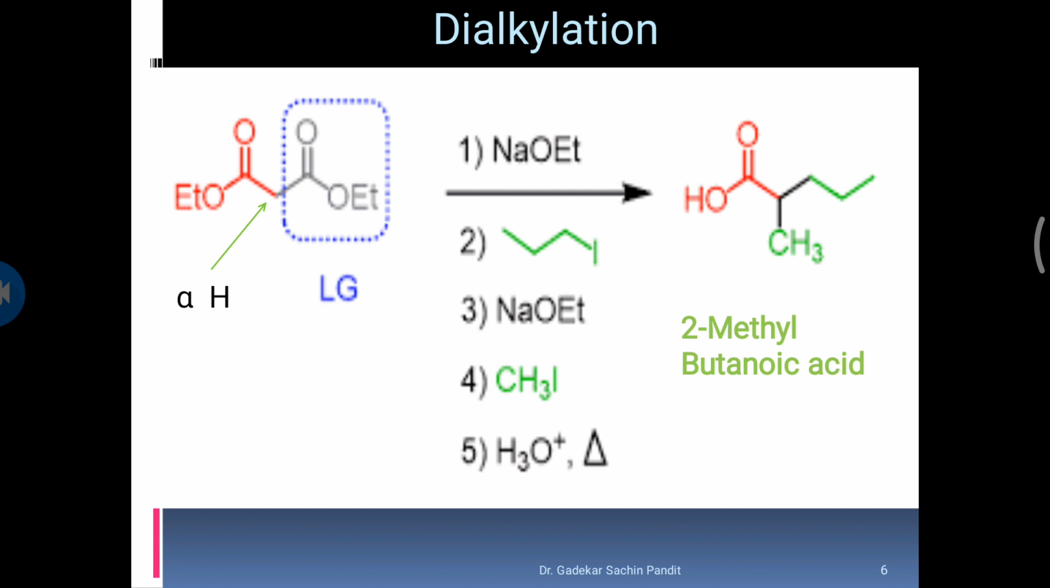So first of all, in the dialkylation reaction, malonic ester reacts with sodium ethoxide to form its anion, and this anion reacts with a second molecule, propyl iodide, to form the monoalkylation. Then this monoalkylated ester reacts with another sodium ethoxide to form a second anion of the substituted malonic ester, and this anion reacts with methyl iodide, the second alkylation, and then hydrolysis and heat form 2-methyl butanoic acid.